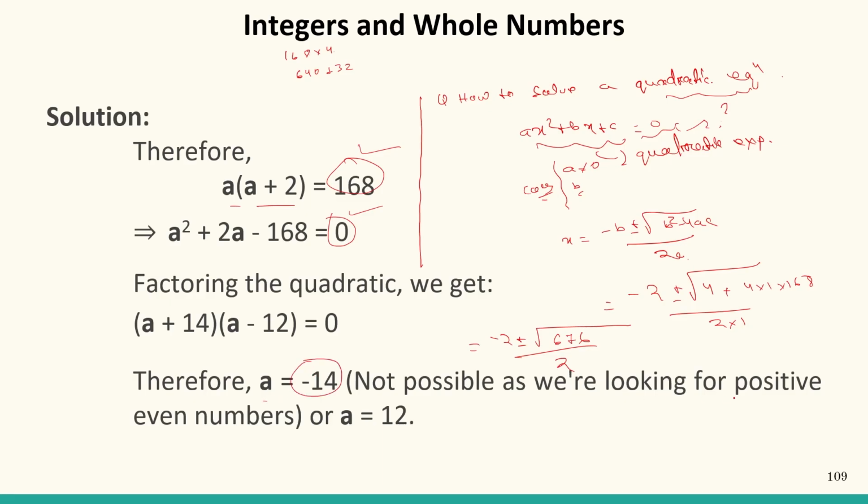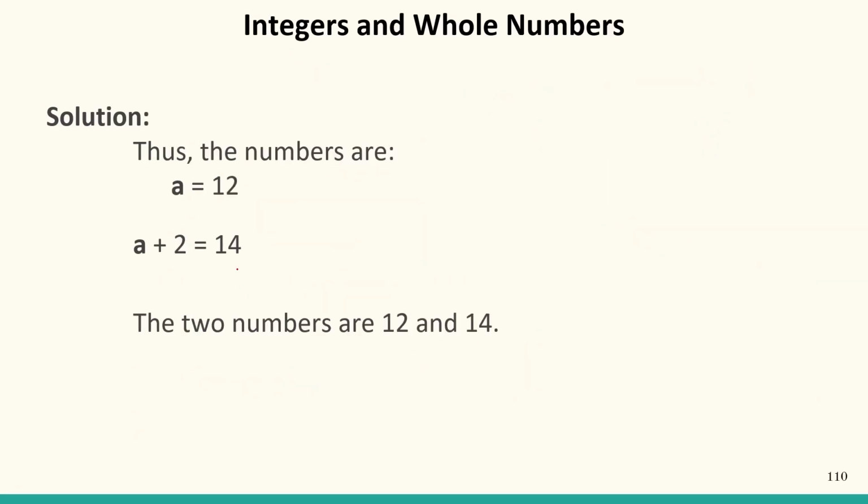Okay, because we are looking for what? Positive even numbers. Okay, so A is equal to 12 will be the correct answer. So the numbers are A is equal to 12. So A plus 2 will be what? 14. So the next consecutive even number is actually 14. So the two numbers are 12 and 14.